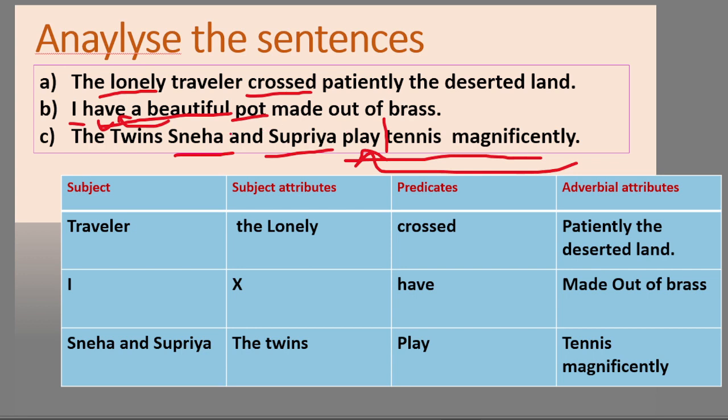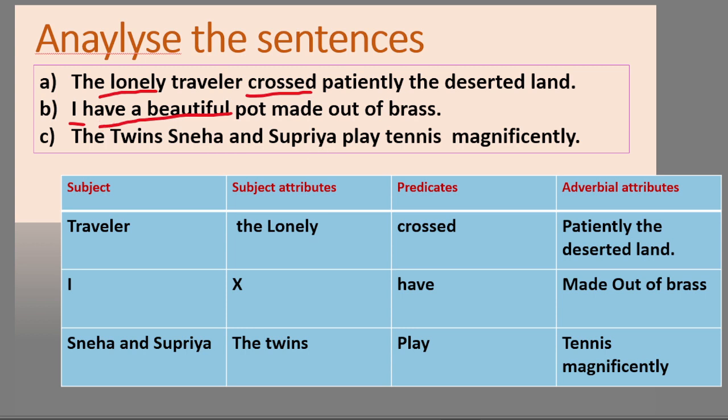But here we can take a beautiful pot made out of brass, the whole part of this predicate, as the adverbial attribute as well. Or we can take from this part, made out of brass. Have a beautiful pot made out of brass. So this is about subject word attributes and adverbial attributes.